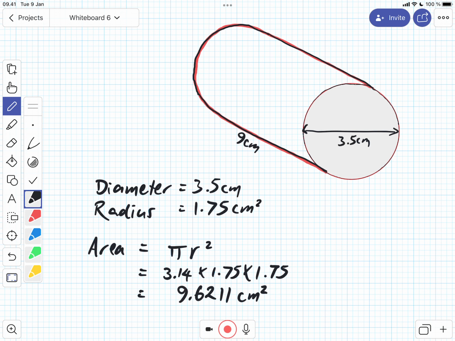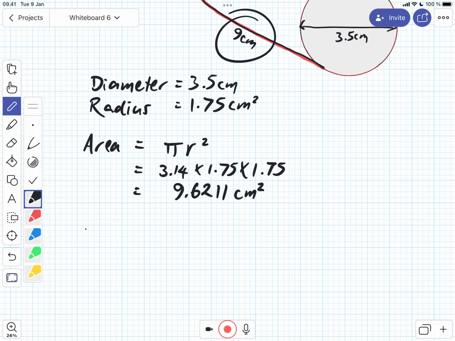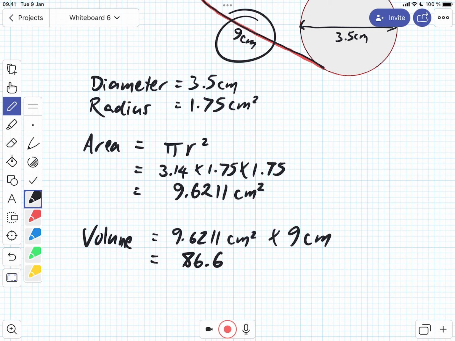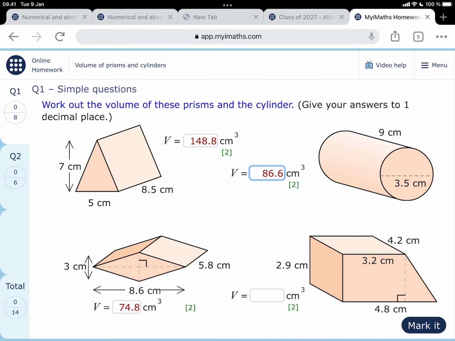And then the volume of the whole thing then is just that 9.6211 times the length of the prism, which is 9. So volume equals 9.6211 centimeters squared times 9 centimeters equals 86.6 centimeters cubed to 1 decimal place. So I've just stuck that in the answer box.